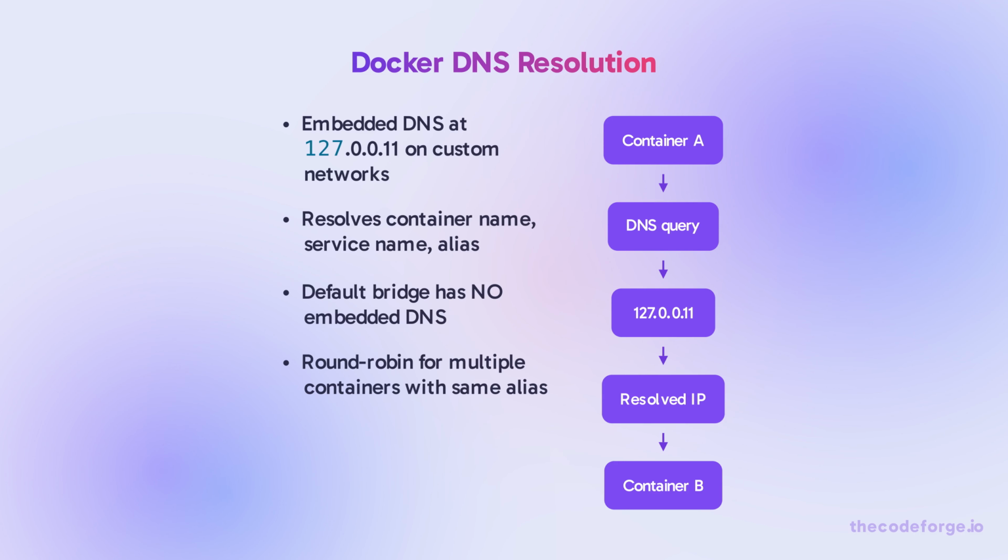Docker's embedded DNS server at 127.0.0.11 resolves container names to IPs, but only on user-defined bridge networks. The default bridge does not use this DNS. It relies on the legacy /etc/hosts approach. This is the root cause of most container connectivity failures.